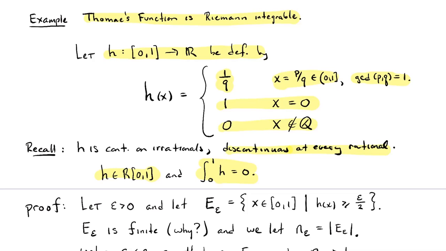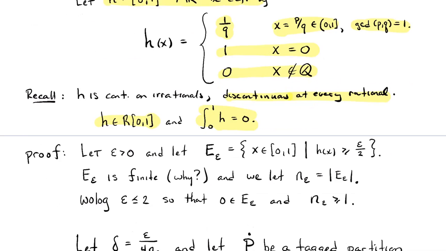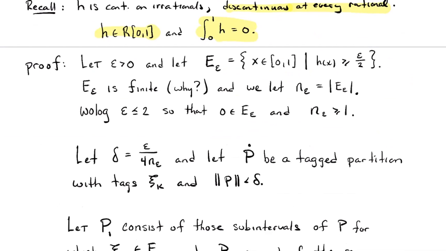Okay. So let me try to convince you that this function is Riemann integrable and its integral is 0. So using our brand new definition of Riemann integrability, let me have some positive number epsilon. And I'm going to start by defining a set. I'll denote it by E sub epsilon. And it's just those inputs such that H of them is at least epsilon over 2.